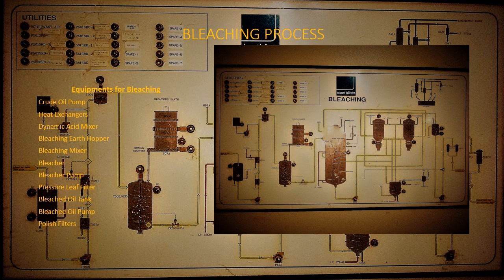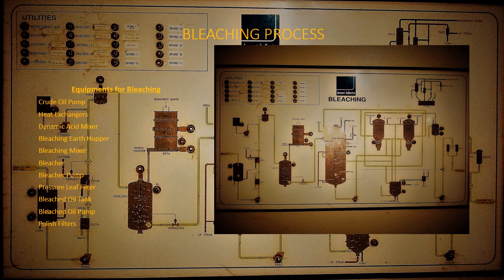In my last video, I promised I was going to take us through some of the processes that are involved in edible oil production. In this video, I want to talk about the bleaching process. Bleaching, like I said in the last video, consists of removing most of the coloring matter as well as gums and any traces of soap and other impurities that are remaining in the oil after degumming.